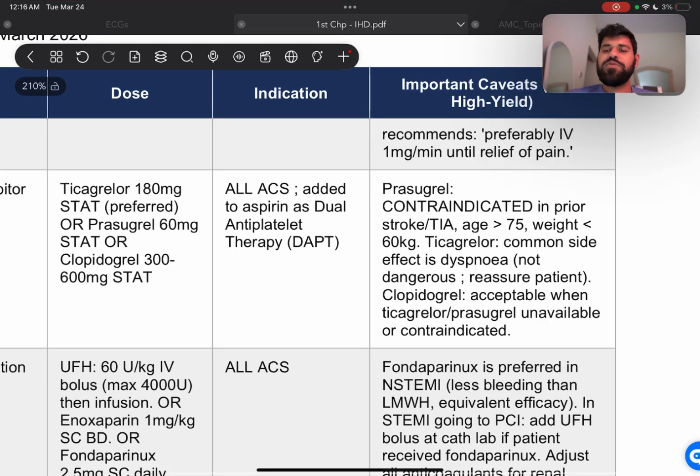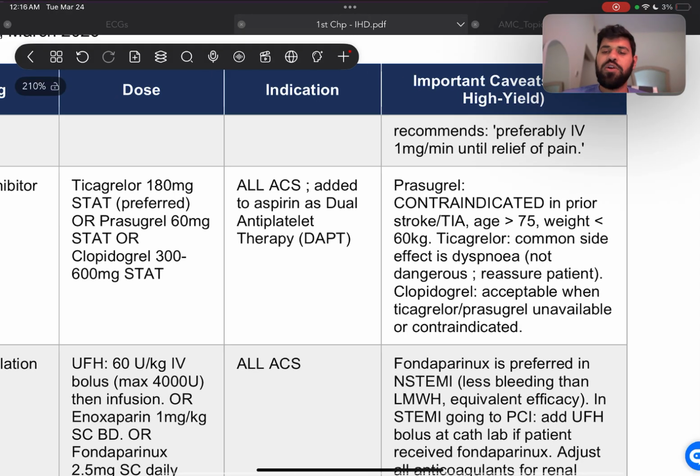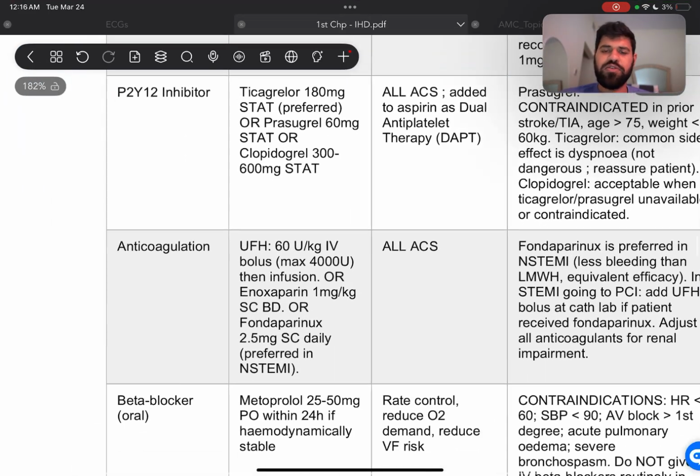All right, prasugrel is contraindicated if the person has had TIA or a stroke, or is more than 75, or their weight is less than 60 kgs. And the common side effect is dyspnea. It is not dangerous, but it can occur in patients. And in this, we just reassure the patient. Clopidogrel is acceptable when ticagrelor and prasugrel are unavailable or contraindicated. All right, and we can see the contraindications for that.